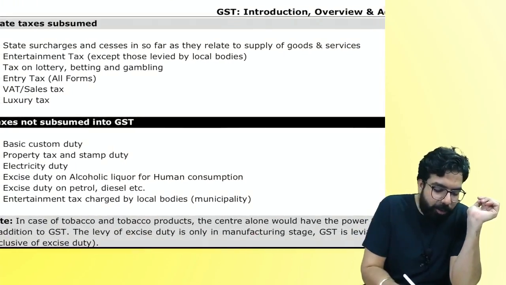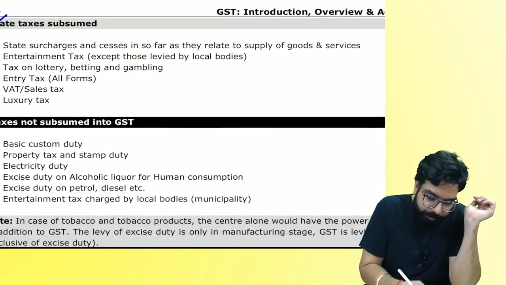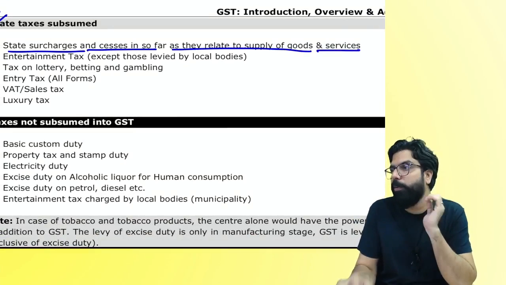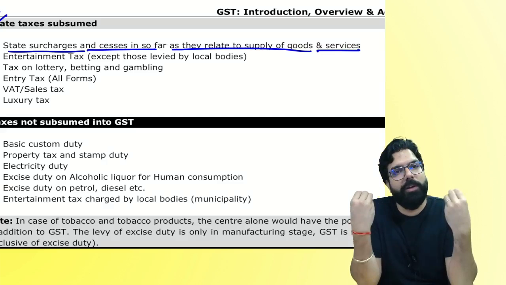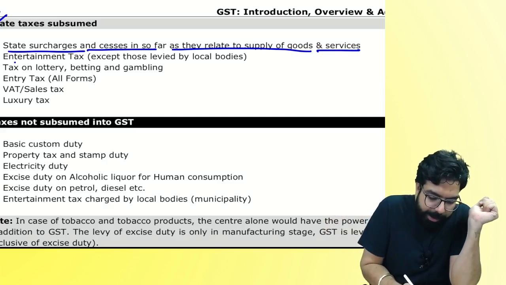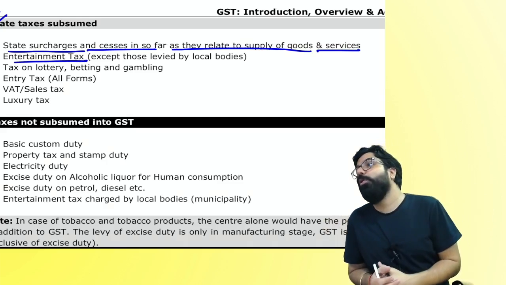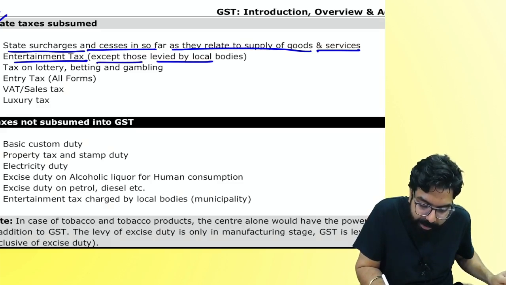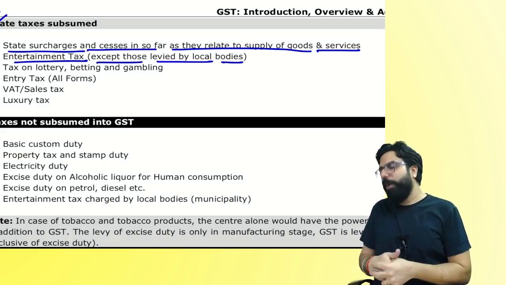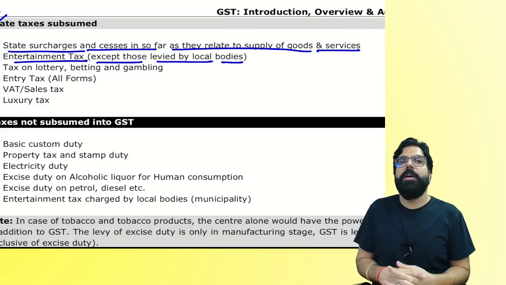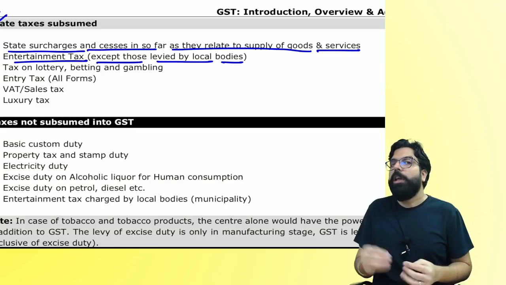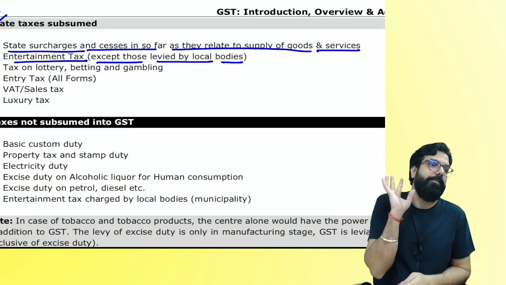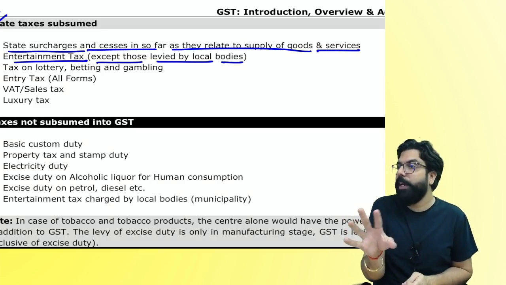Sir, what are the state taxes which are gone? State surcharge and cess, so far as related to goods and services. Whenever goods and services were sold in the state, any surcharge or cess which was there is now gone. Entertainment tax. Whenever you used to go to see a movie, entertainment tax used to be there, gone. Except what? That levied by a local body. What is a local body? For example, in Maharashtra, the local municipality and the local panchayat charge a local municipal tax. That is still continuing.